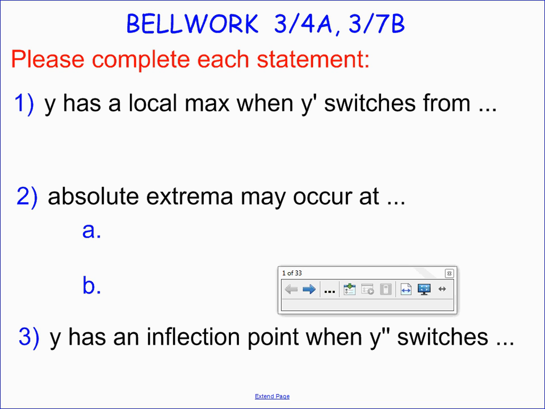So y has a local max when y prime switches from what to what? Tyler? Positive to negative. Good. We know a positive sign on y prime indicates increasing behavior on y. Negative values of y prime indicate decreasing behavior on y. Therefore, we must have a local maximum when y prime switches from positive to negative. Awesome.